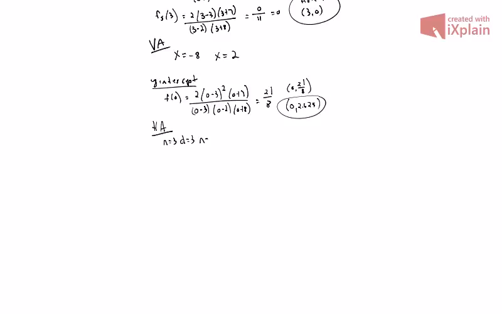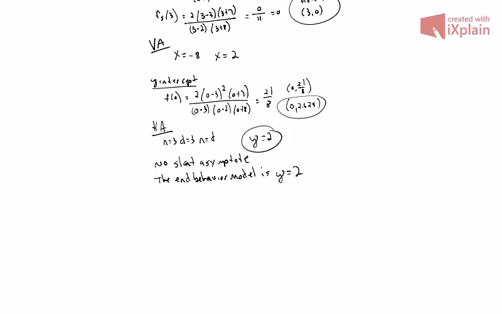Horizontal asymptote, compare the degrees. They are equal to each other. So our horizontal asymptote is the ratio of the leading coefficients, which is where that 2 coefficient came into place. We have a horizontal asymptote, so there's no slant asymptote. And the end behavior model is going to be y equals 2. Let's take a look at the graph.